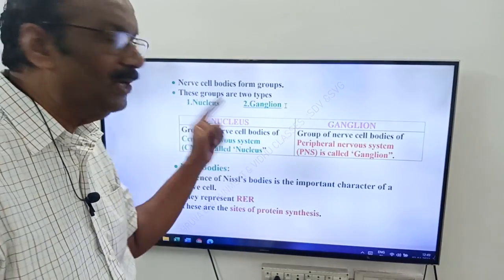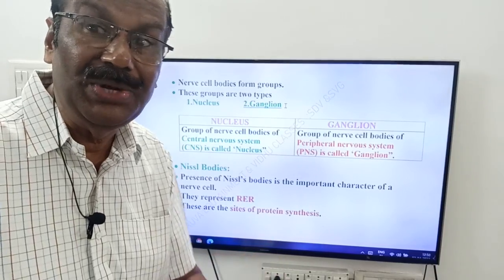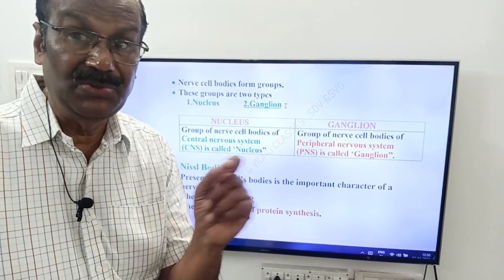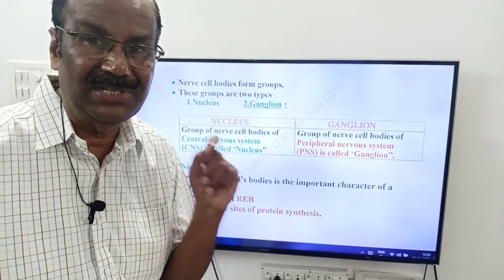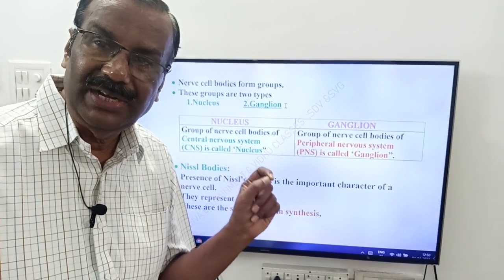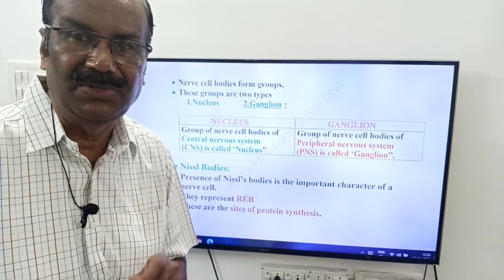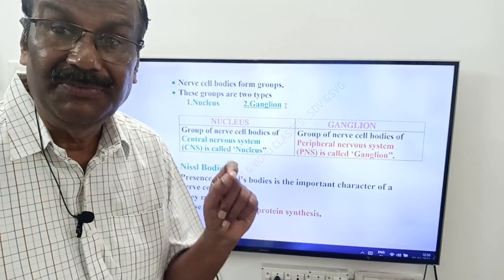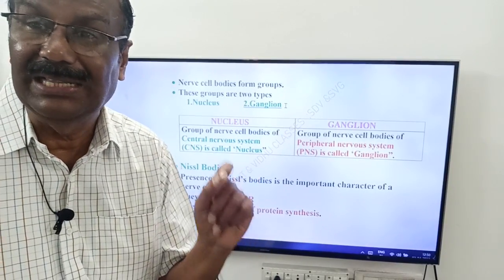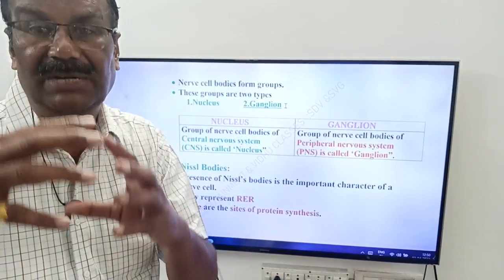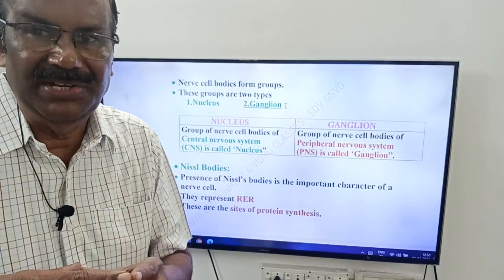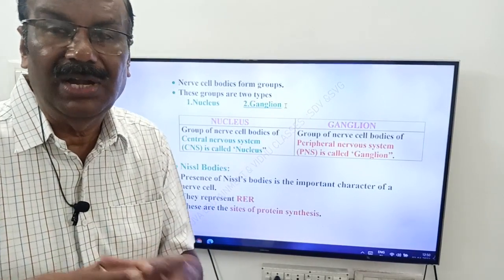Friends, we have a 2 marks question: what is the difference between nucleus and ganglion? Please concentrate on this. This is important for MHT-CET and NEET also. What is nucleus and what is ganglion? Here this nucleus means not the one present in the cell. A group of nerve cell bodies in the central nervous system is called a nucleus. A group of nerve cell bodies in the peripheral nervous system is called ganglia.